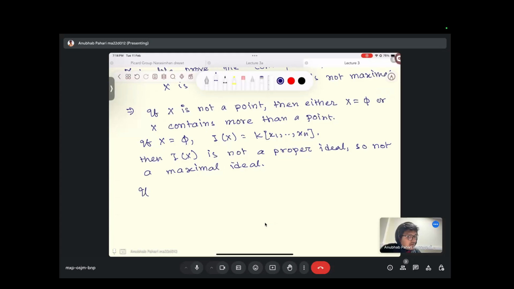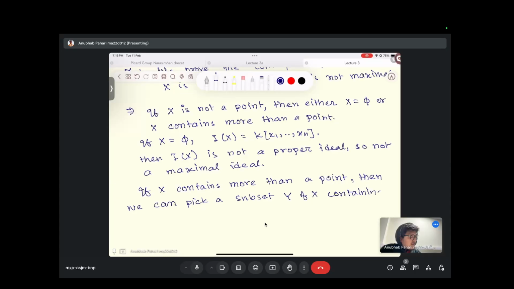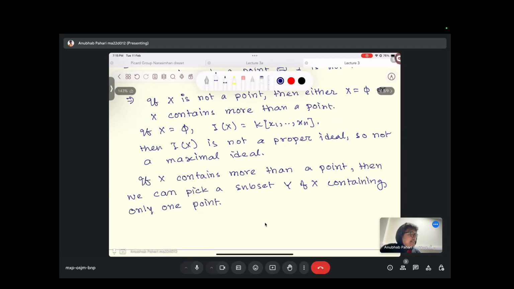Now if X contains more than a point, then we can pick a subset Y of X containing only one point, hence we have phi, Y, X.